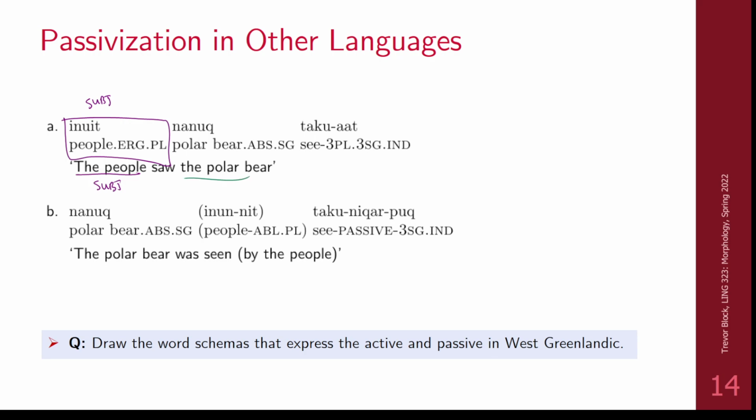So the polar bear here is going to be the object. It is getting absolutive case. And then we have our verb see, which I'm going to use red for. Now, in the second sentence, we have the polar bear was seen by the people. So this is the passive version.